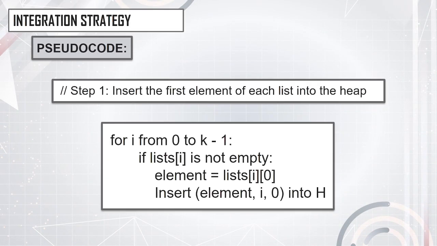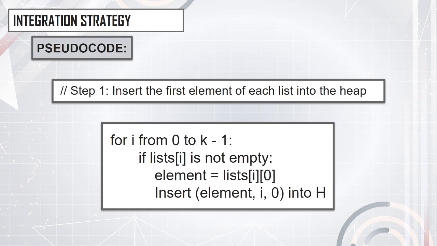In the first step, we insert the first element of each list into the heap. In this step, we initialize a min heap data structure, so the code iterates through each of the k input sorted lists. If a list is not empty, its first element is inserted into the min heap. Each element in the heap is represented as a tuple, which is the value, list index, and the element index. This allows the algorithm to track not only the value but also its origin list and position within that list.